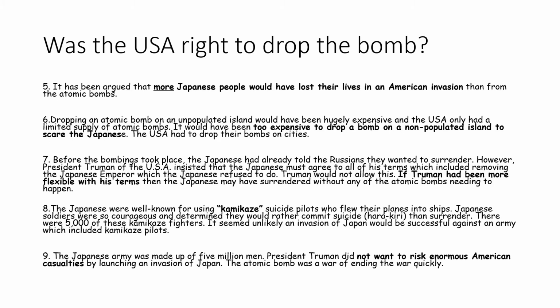Well done, guys, for making it this far. By now, we should have four information pieces in our table, either for or against dropping the bomb. These are the next five. Okay, so this is the final slide of information. It's going to follow the same path. I'll read them out.